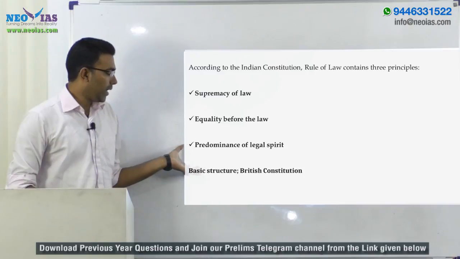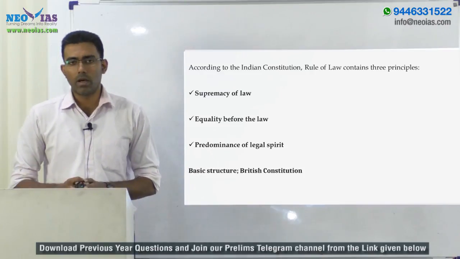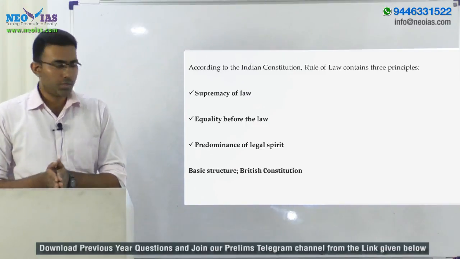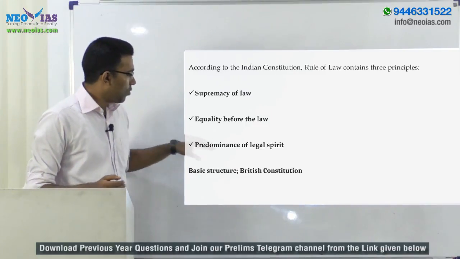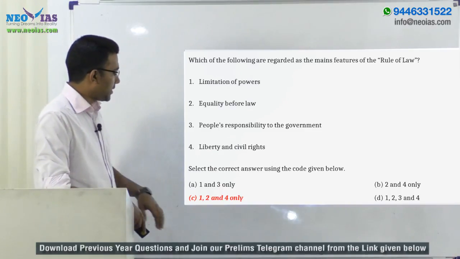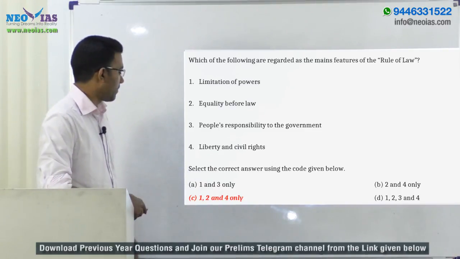So these three have been taken, and the rule of law has been recognized by the judiciary as the basic structure of Constitution. So which means that rule of law comes under basic structure of Constitution. So here the answer has to be 1, 2 and 4 only, that is C.